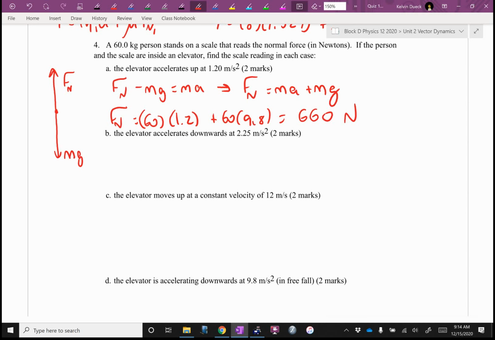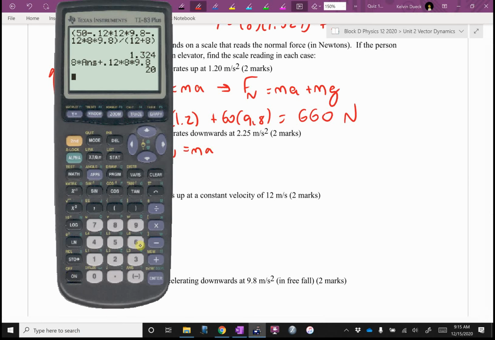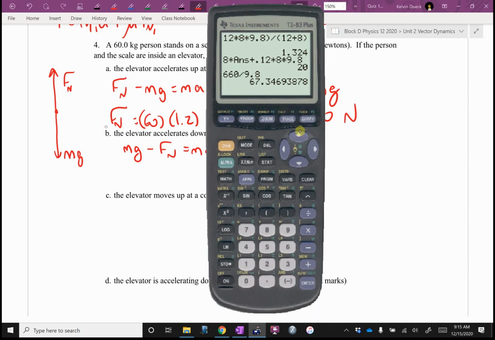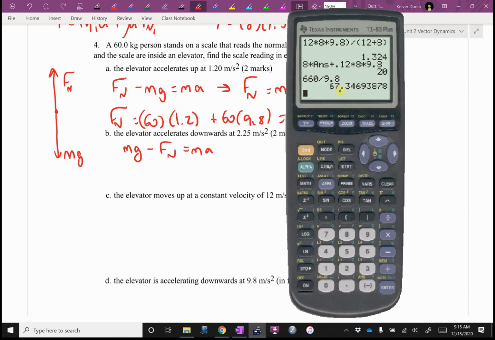Oh, okay, sorry. Elevator accelerates downwards. So I think if we're accelerating downwards, gravity is the winner. Normal force is the loser. That equals ma. By the way, what we're really saying with that 660, if I did not divide by 9.8, even though this person's actual mass is 60 kilograms, they feel like they have a mass of 67 kilograms.